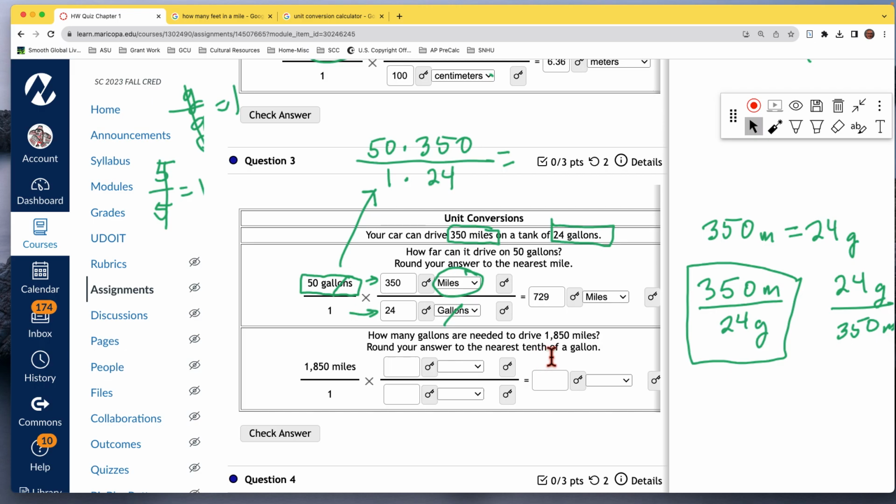So how many gallons are needed to drive 1,850 miles? Again, same thing, but this time we're going to flip it. We're starting with miles and we need to know how many gallons we're going to use. So since miles is in the numerator, we use exactly the same conversion factor that we have here, except we start with miles in the denominator. So there's our 350, and in the numerator is going to be the gallons, 24 gallons.